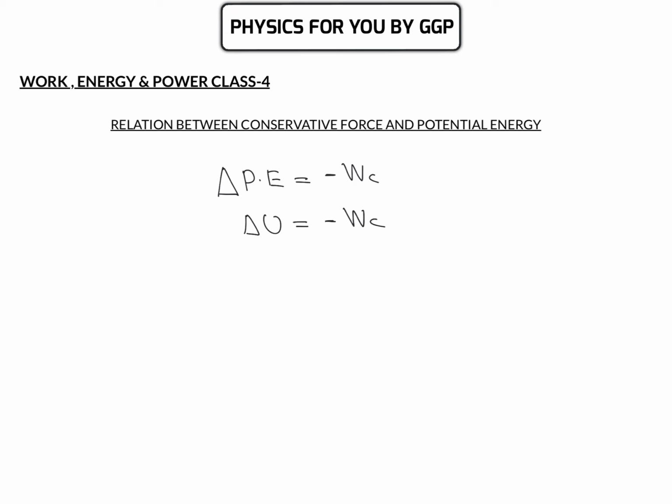And we know that the work done by a force can be found using the equation integration of F dot ds. Here F represents the conservative force and ds is nothing but the displacement. So this will give the value of change in potential energy. If you want to find the value of potential energy, we can use this equation: change in potential energy is equal to the negative of work done by this conservative force.